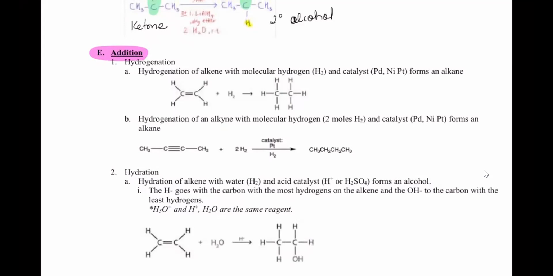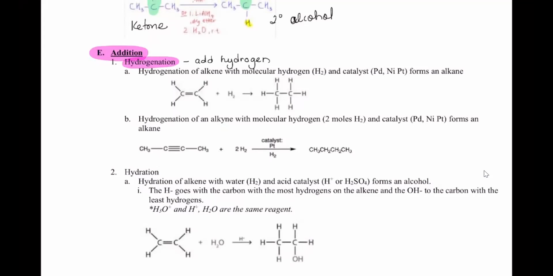So the last type of reactions that we have are called addition reactions. In addition reactions, we are going to have 2 different types. The first one is called hydrogenation, okay? And if it's hydrogenation, what are we going to do? We're going to specifically add hydrogen to the functional group that we started with, okay?